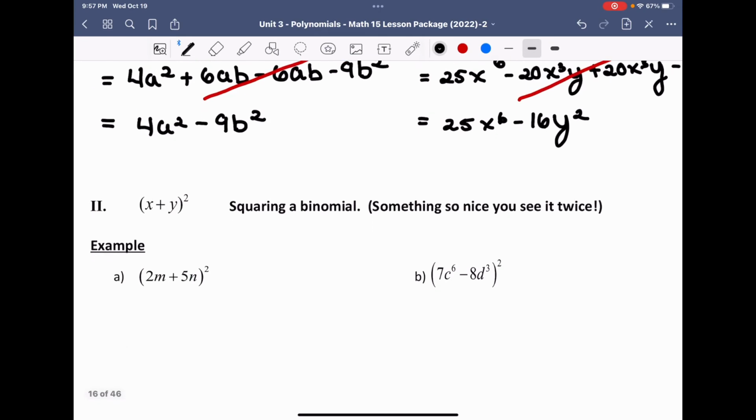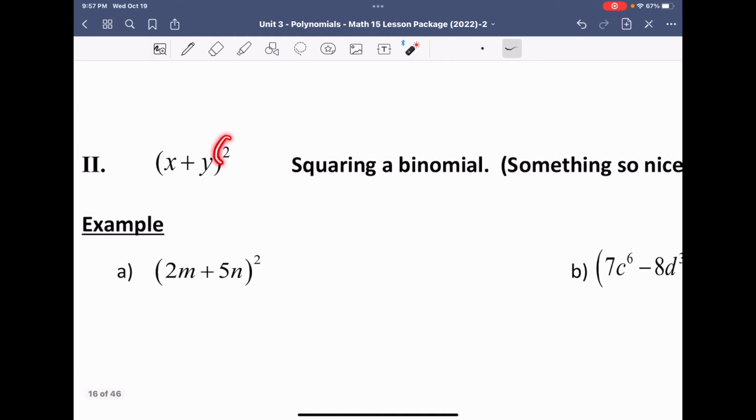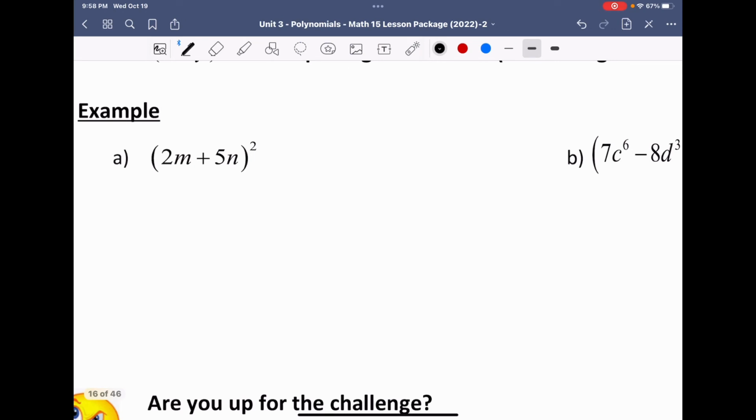Now, what if we're squaring a binomial? Meaning, what if I have some binomial raised to the power of 2? Well, we know from previous grades, if I gave you something like x times x, this was equal to x squared. So what does it mean to square? Squaring a binomial is saying we're going to write out the same thing twice and then multiply it out. So if I look at my first example here, 2m plus 5n squared, this is essentially 2m plus 5n written out 2 times.